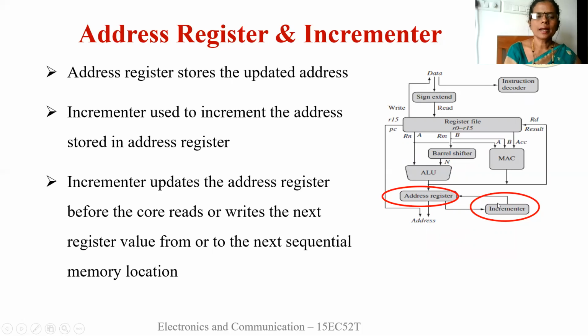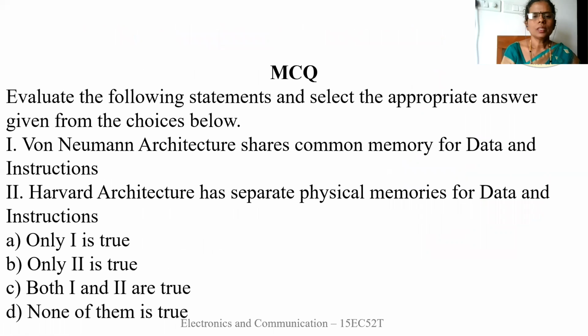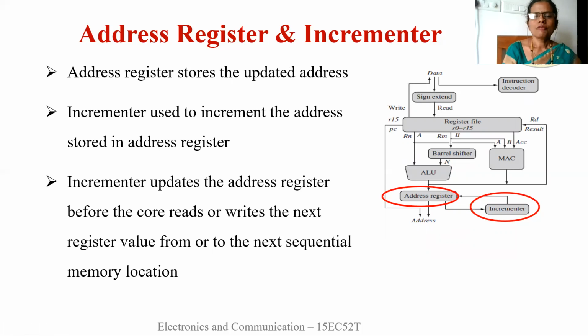The incrementer updates the address register before the core reads or writes the next instruction value from the next sequential memory location. So suppose the ALU is giving one data; before giving the next data, the address must be incremented by one, and the incrementation is done by the incrementer. So this is about the ARM core data flow model.